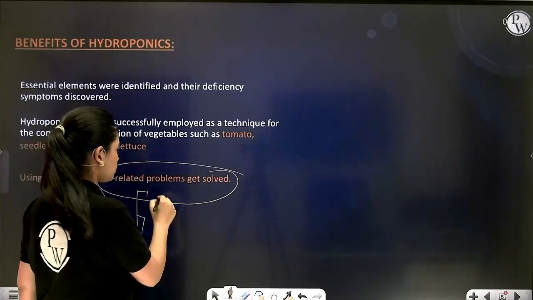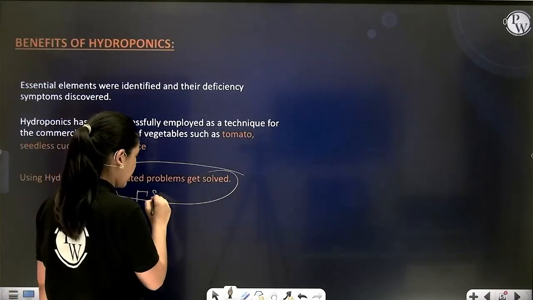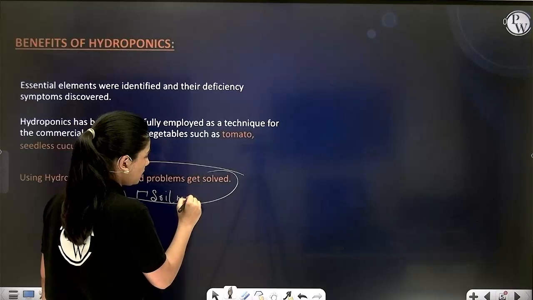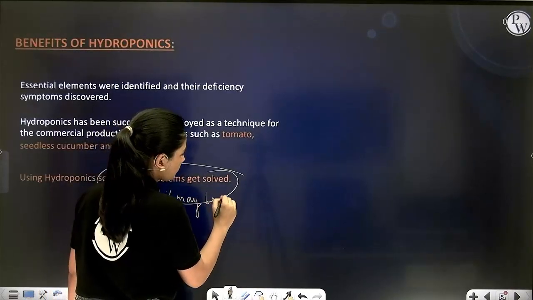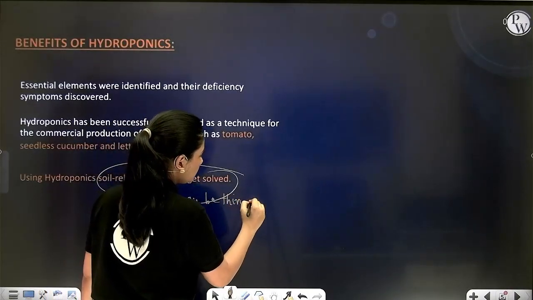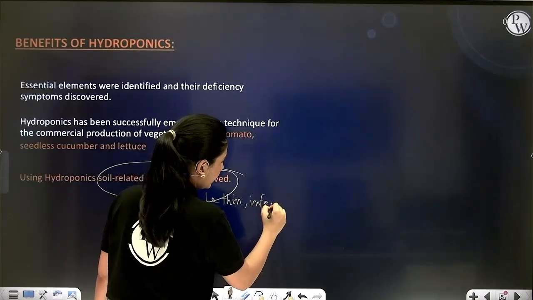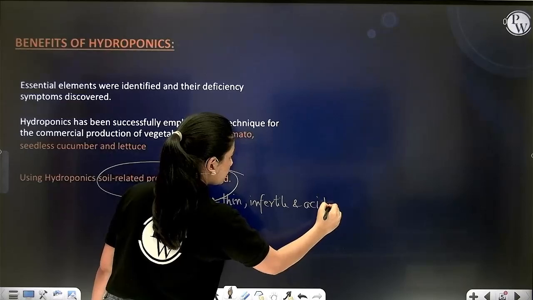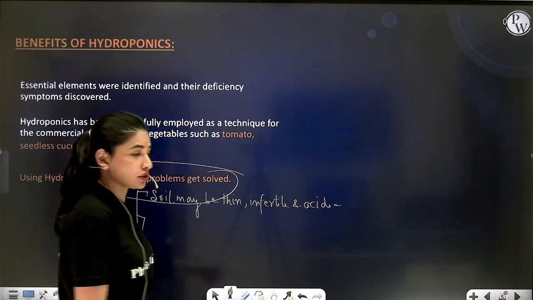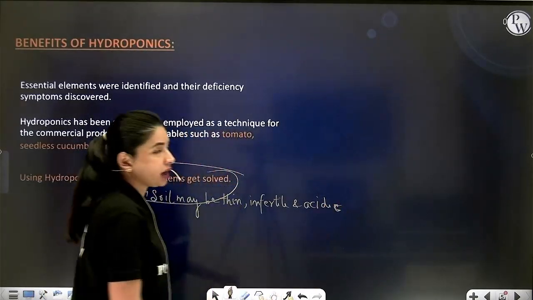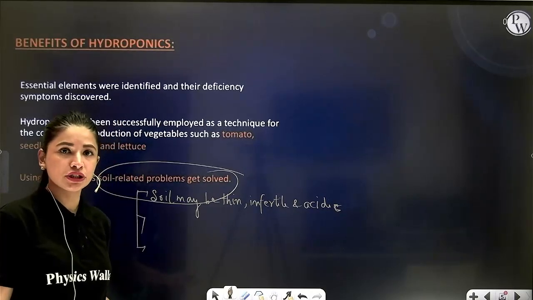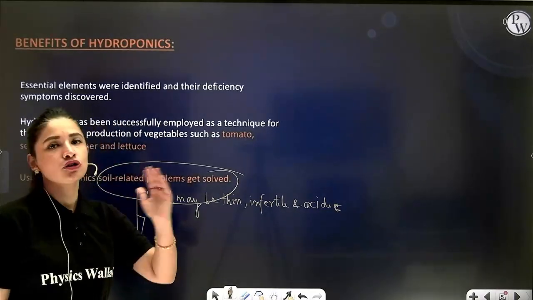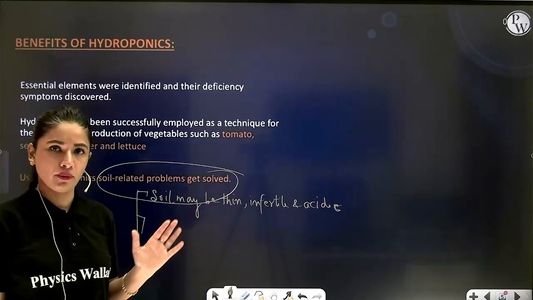Number one is sometimes soil may be thin, infertile and acidic, which does not support vegetation. Now in such an area you cannot use the soil for vegetation, so you can replace soil with hydroponics.